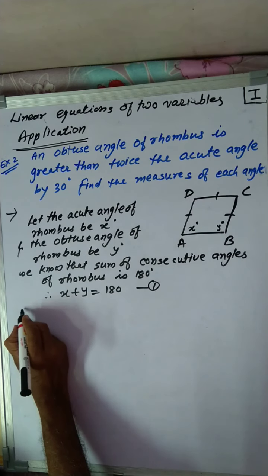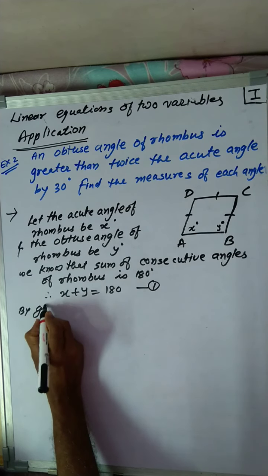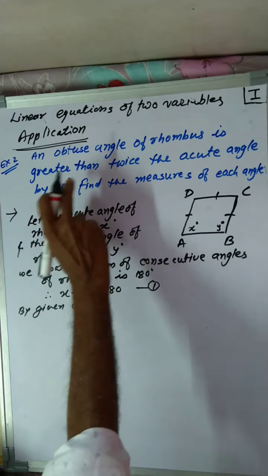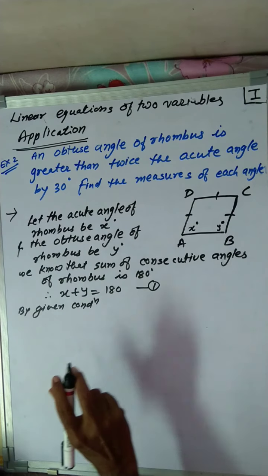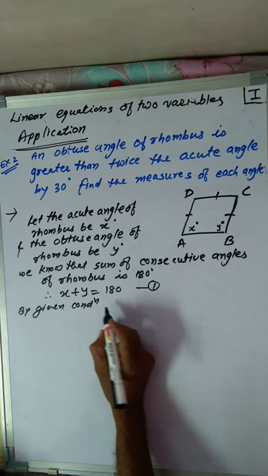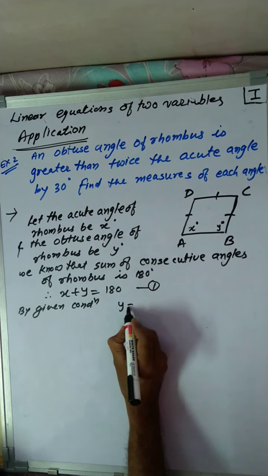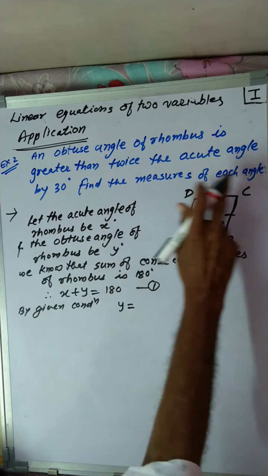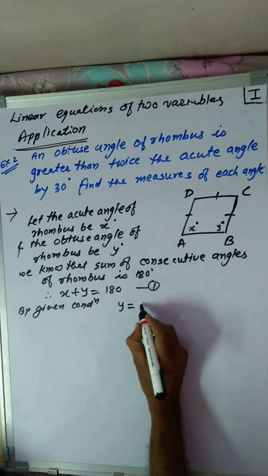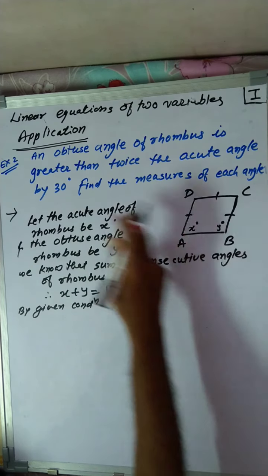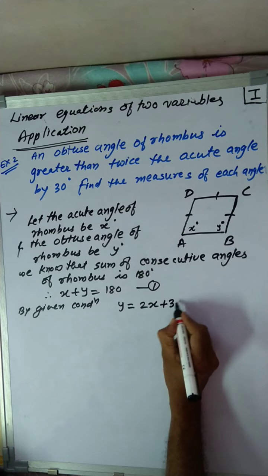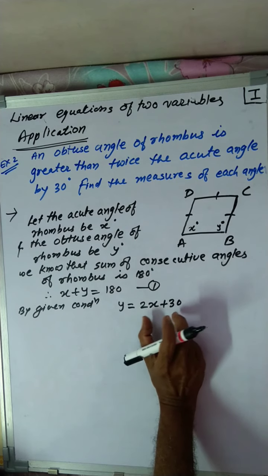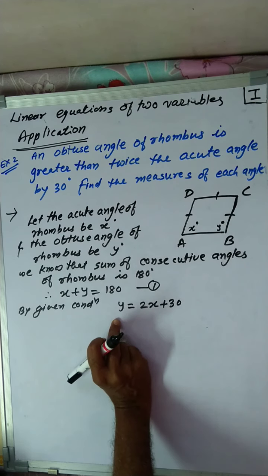Now by the given condition, what condition is given? The obtuse angle is greater than twice the acute angle by 30. That means the obtuse angle, which is y, is greater than twice the acute angle, that means twice of x, that is 2x, by 30. So we get 2x plus 30 is equal to y.